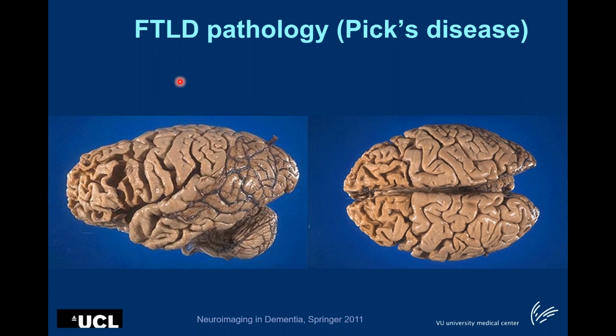So the temporal variants, the semantic dementias, when they come to the memory clinic, they often have a lot of atrophy already. The frontal cases tend to have much more subtle atrophy and cause many more problems in routine clinical practice.